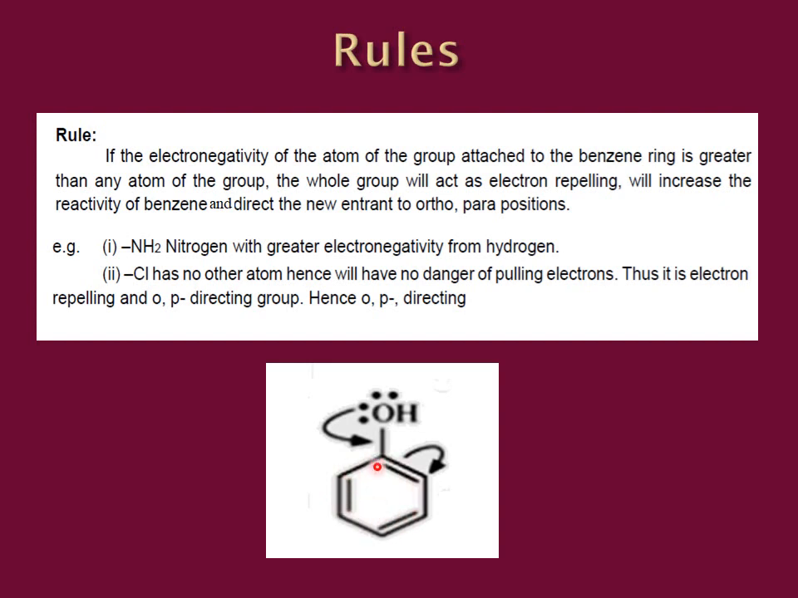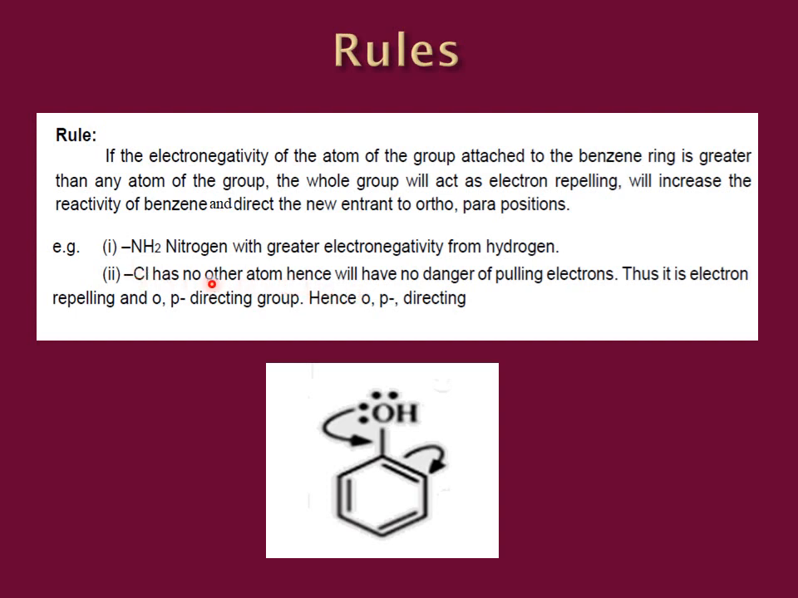You can see the electronegativity of nitrogen is greater than the other two atoms attached to nitrogen, that is hydrogen. Therefore, it is also ortho-para directing. Similarly, students, chlorine. Now, chlorine has no other atom attached to it, and therefore it does not have the danger of pulling the electrons. Thus, it is electron repelling, meaning it is going to repel the electron density towards the benzene ring, and hence it is an ortho-para directing group.